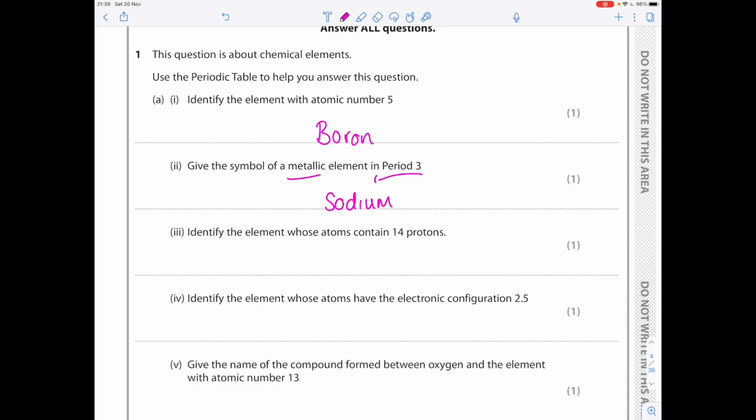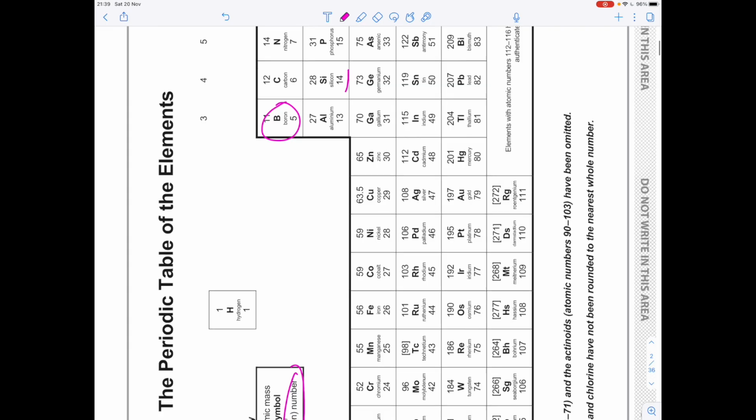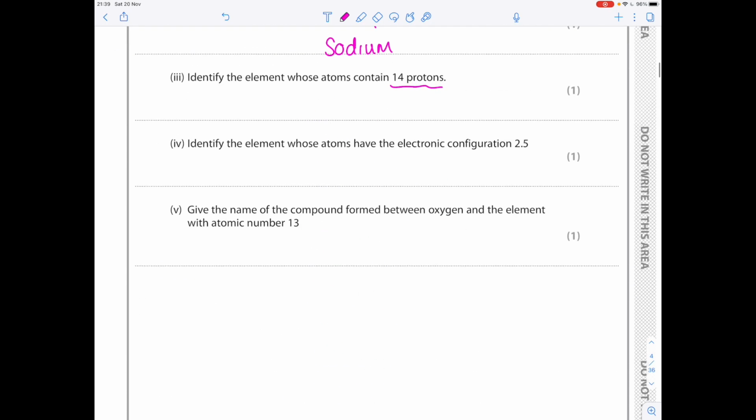Identify the element whose atoms contain 14 protons. Well, protons is the same as the atomic number, so we're looking for an element with an atomic number of 14. That's silicon.